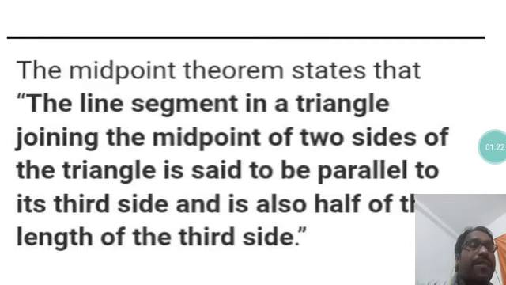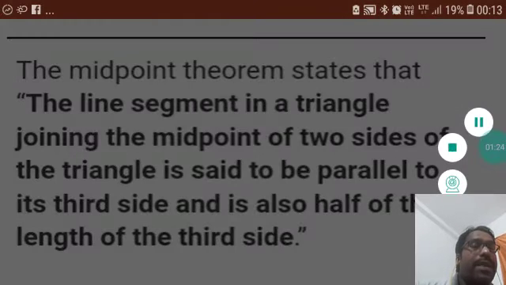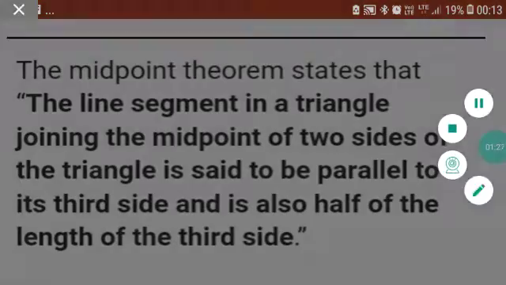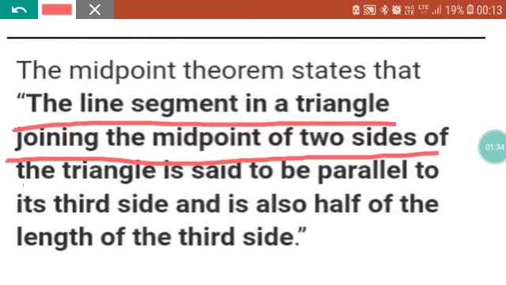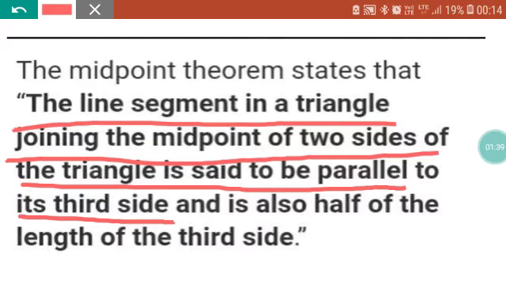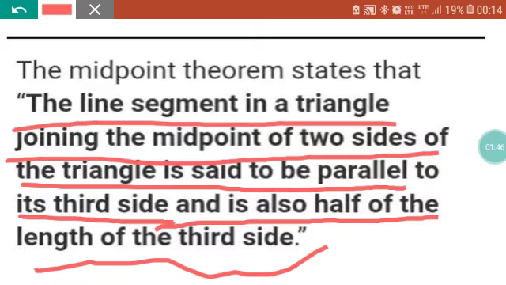But see what we have read in class 9. We have read that if a line segment joins the midpoints of two sides of a triangle, it is parallel to its third side. Up to this it is class 10. And if it is added that it is also half the length of the third side, it becomes class 9. Remember, we read this midpoint theorem in the quadrilateral chapter. So no need to discuss this again here.